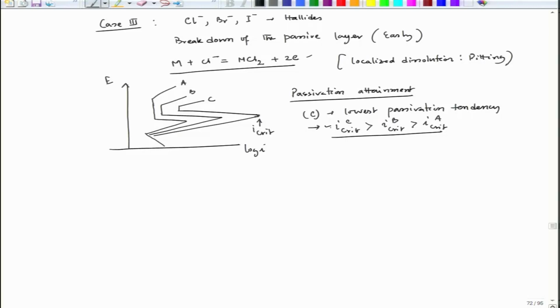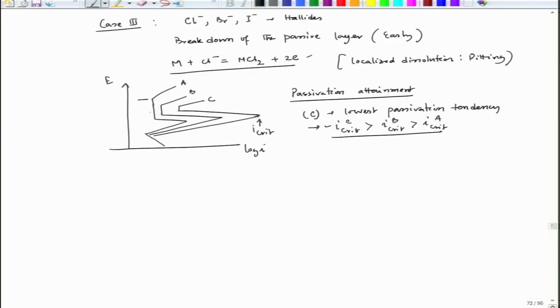So, we need to go to a very high current density, and by that time it starts forming metal oxide because of the very rapid dissolution, because I critical is nothing but the IA. So, that means a very rapid dissolution takes place, and there could be a surface perforation even because of the rapid dissolution. So, we lose out the passivation.